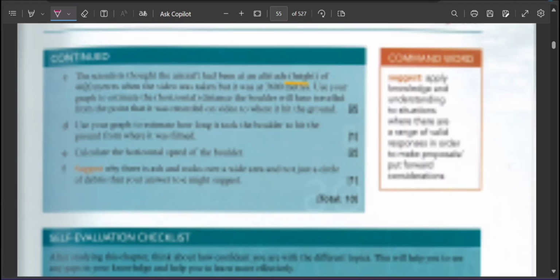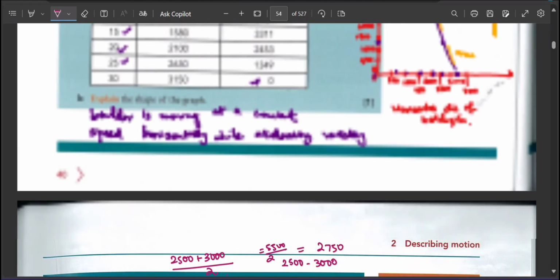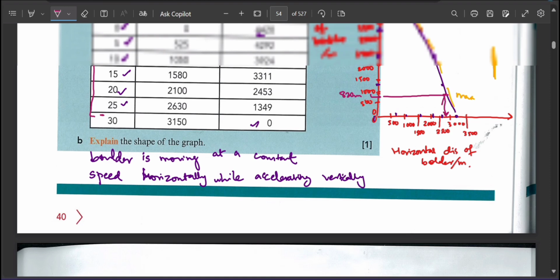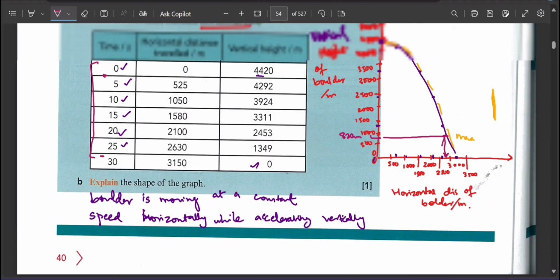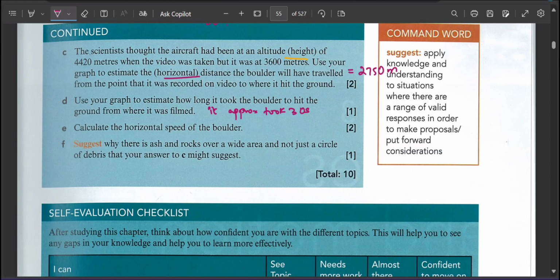Calculate the horizontal speed of the boulder. For finding the horizontal speed, we are going to take the total horizontal distance, which is 3150, divided by 30, because that's the value we have for our time. 3150 divided by 30. As we are finding speed, which is distance over time, 3150 is the distance of the horizontal boulder, and 30 is the time, so the answer is going to be 105 meters per second.